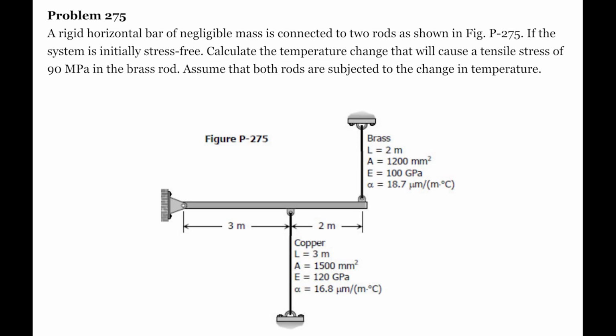Now let us solve some problems. A rigid horizontal bar of negligible mass is connected to two rods as shown in figure 275. If the system is initially stress-free, calculate the temperature change that will cause a tensile stress of 90 MPa in the brass rod. Assume that both rods are subjected to change in temperature.